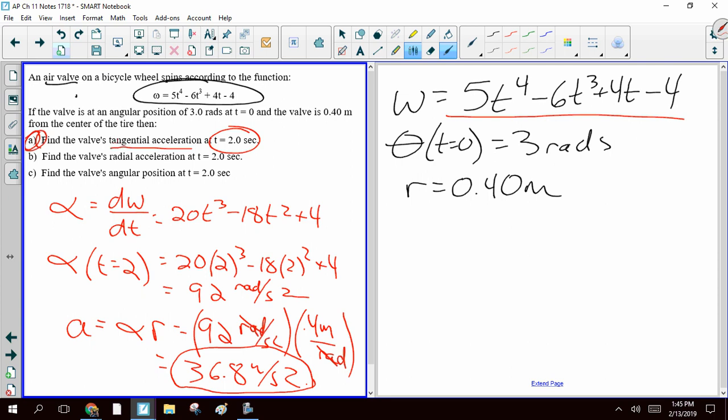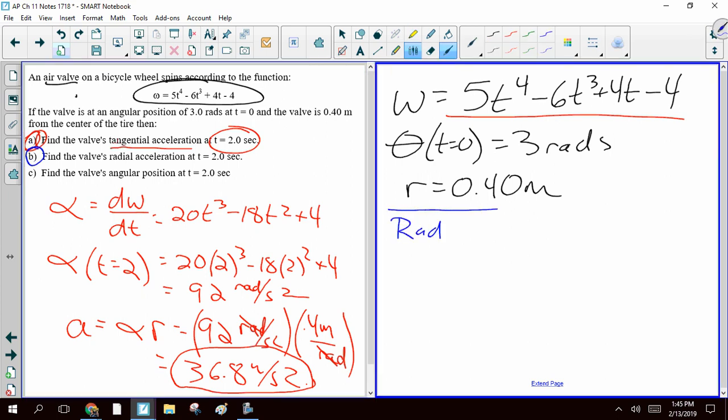All right, find the valve's radial acceleration. What the? We haven't even talked about radial acceleration. What is radial acceleration? This did come up briefly when we did circular motion. If you don't remember, you should write this down. We'll write both of these things down. So tangential is fancy speak for linear, and radial is fancy speak for centripetal.